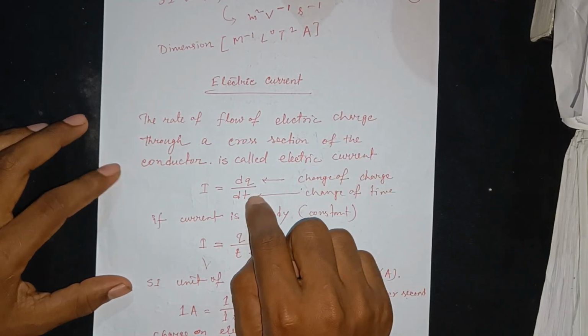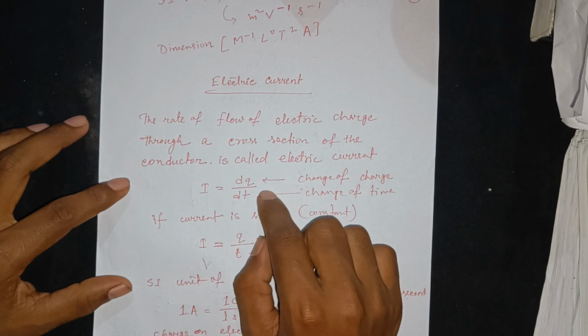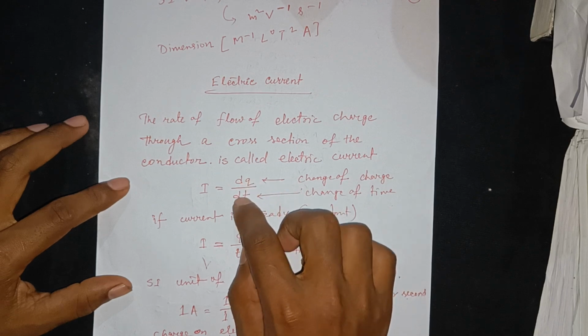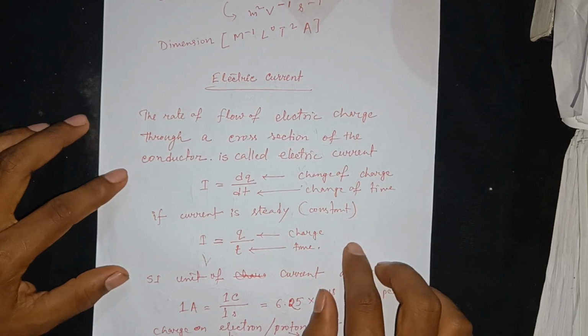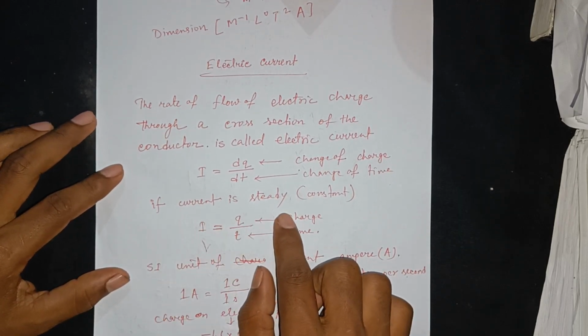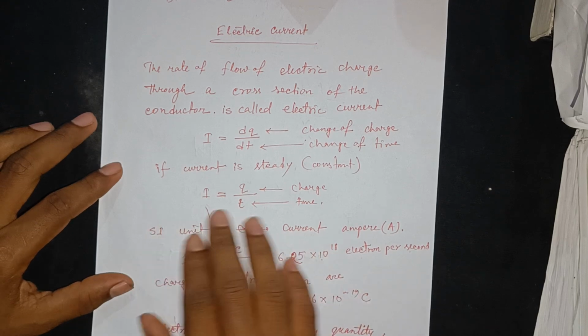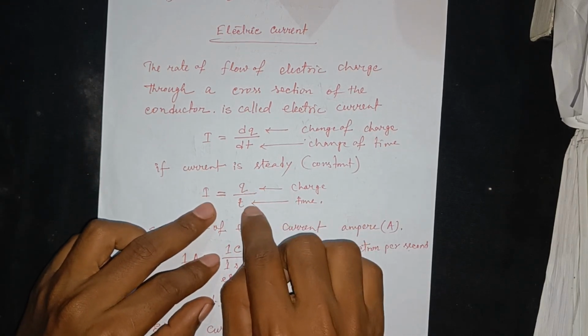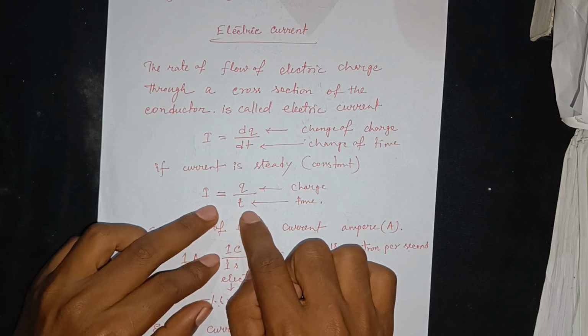So if dq amount of charge passed in dt time through a cross section of the conductor, then dq by dt is the amount of current passing through that conductor. If the current is steady, that means if constant current is flowing through that conductor, then I is equal to q by t, that is q is the amount of charge flowing in time t.